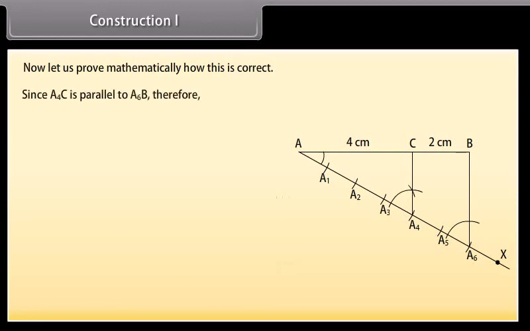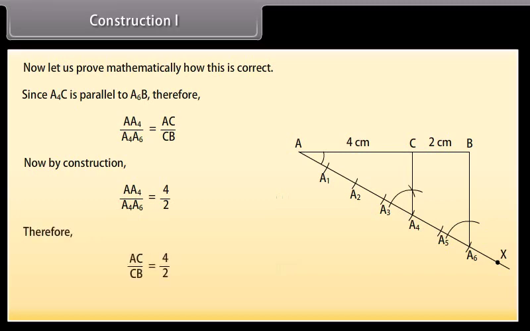Since A4C is parallel to A6B, therefore by the basic proportionality theorem, AA4/A4A6 = AC/CB. Now by construction, AA4/A4A6 = 4/2. Therefore, AC/CB is equal to 4/2. This shows that C divides AB in the ratio 4:2.